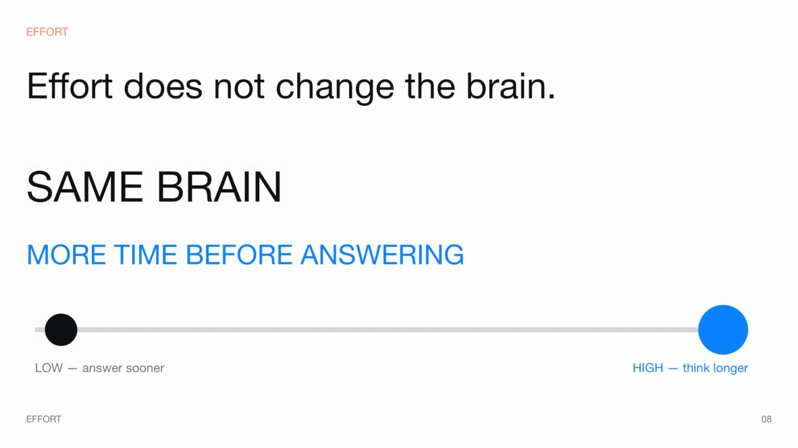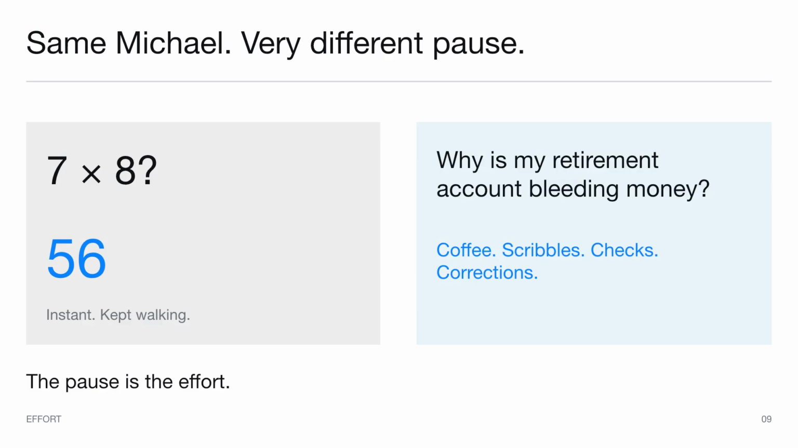Now, here's where people get confused. And this is the part I really want to nail down. The effort level. Because people think low effort means dumb model and high effort means smart model. And no, wrong. Same brain. The effort level is how long you let that brain sit with your problem before it opens its mouth. Think of it like this. You ask me what 7 times 8 is. I say 56, done, zero effort. I didn't even slow down my walk.